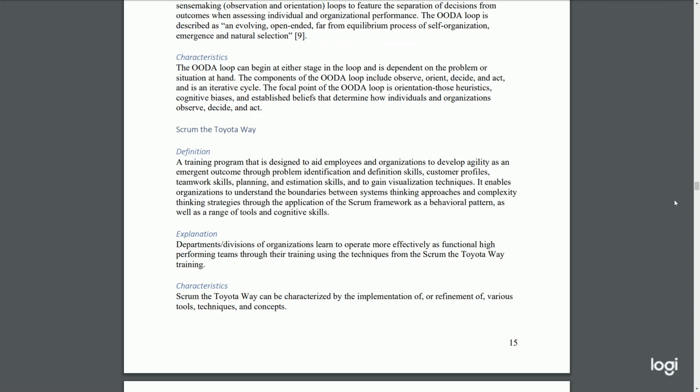Explanation: departments or divisions of organizations learn to operate more effectively as functional, high-performing teams through their training using the techniques from the Scrum the Toyota Way training. Characteristics: Scrum the Toyota Way can be characterized by the implementation of, or refinement of, various tools, techniques, and concepts.